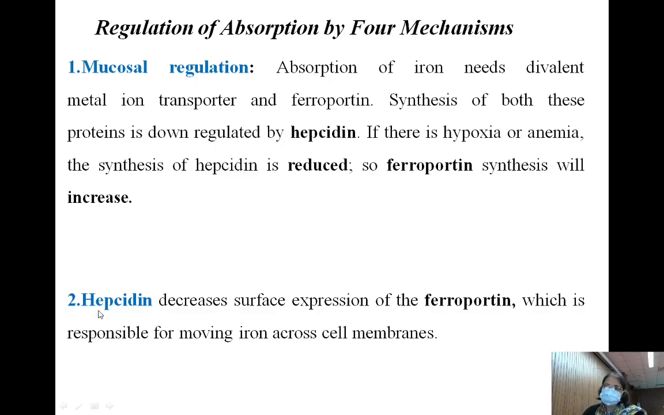If the hepcidin gene is mutated, a defective hepcidin will be formed. As a result, down regulation of ferroportin and DMT will be lost. If the down regulation is lost, that means increased synthesis of ferroportin and DMT, and as a result there will be increased iron absorption. Increased iron absorption leads to iron overload, which accumulates in the tissues, resulting in tissue damage.